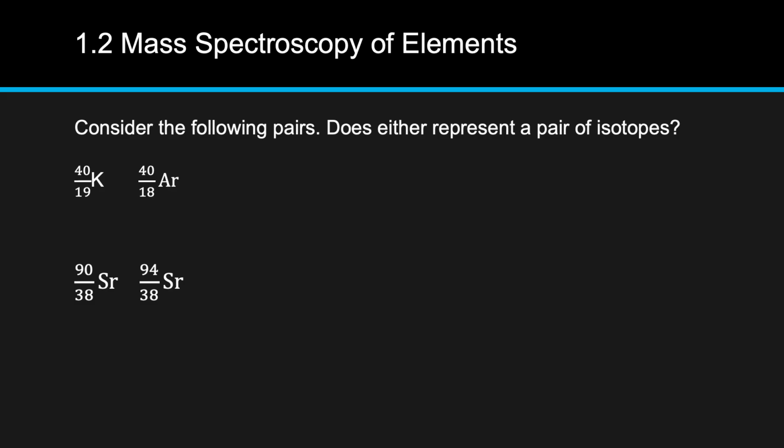Now on the bottom we have strontium-90 and strontium-94. Both are strontium, which means they have the same number of protons. They have the same number of electrons because there is no charge on these elements. And then they have a different number of neutrons because their mass number is different. So strontium-90 and strontium-94 would be considered isotopes.